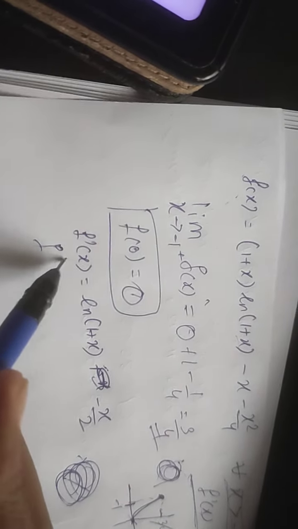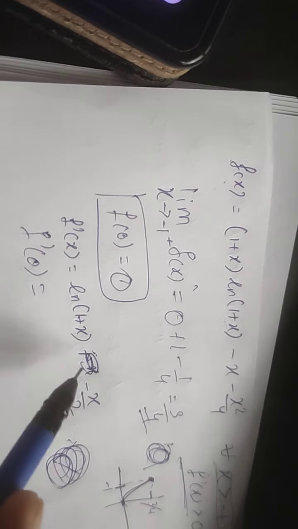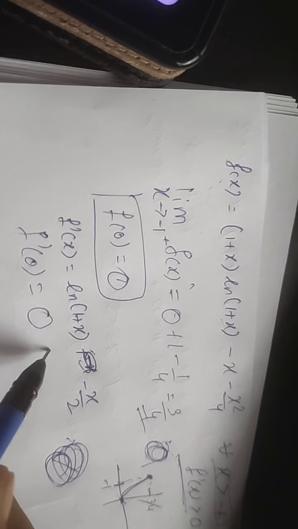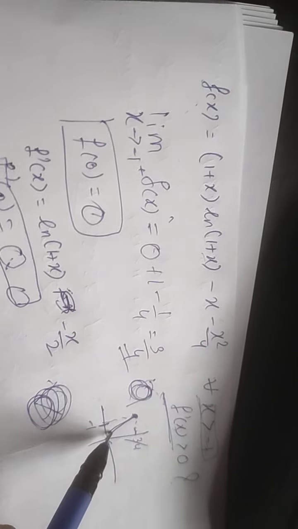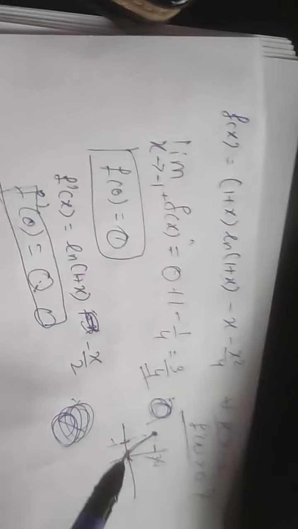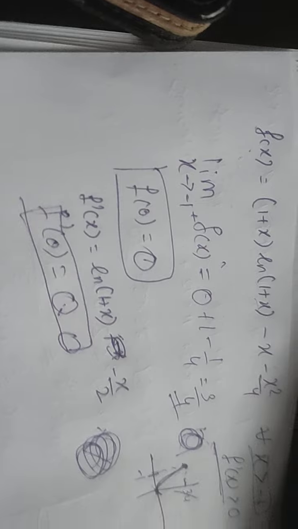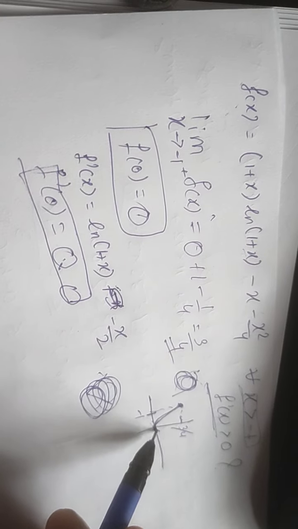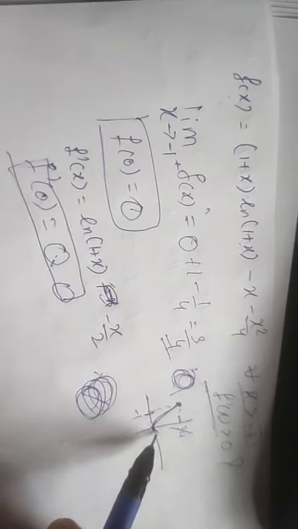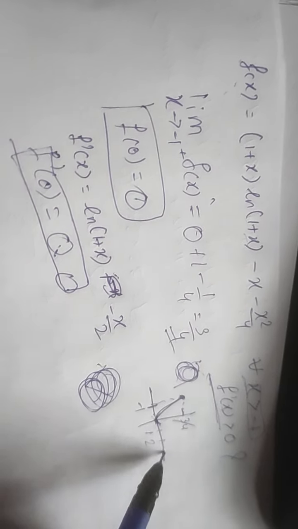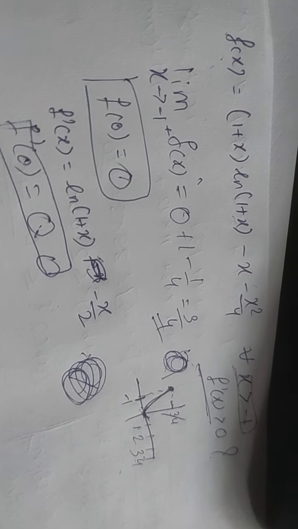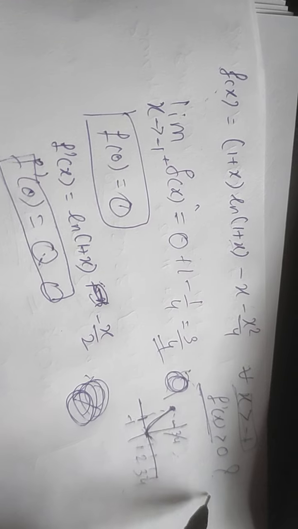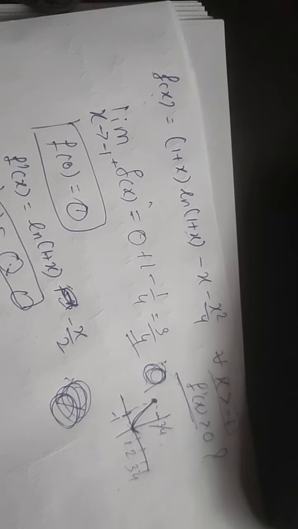So f dash 0, just put 0 here, so it would become 0. Oh, f dash 0 is becoming 0 here, thus it would be a turning point, right? Maxima or minima, right? So if it would be a turning point here, so it must increase. Now here is 1 2 3 4. Now f dash x is greater than 0. It can be from here and it goes till alpha. Till alpha it would be increasing as given in the question.